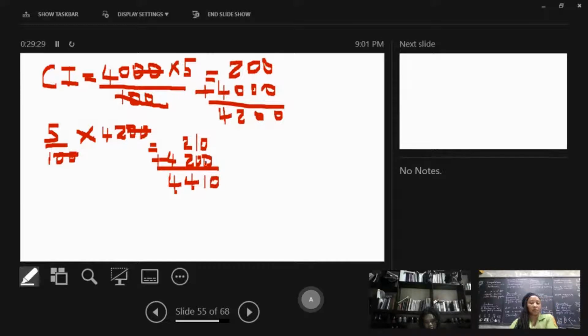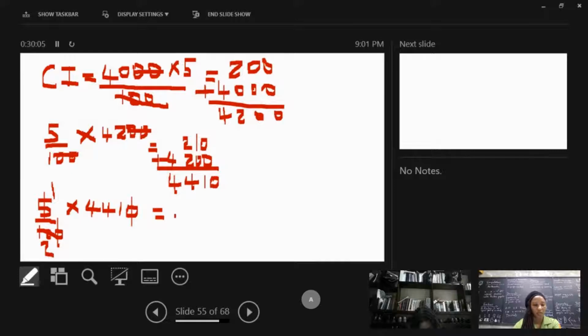Then we find the interest of 4,410. So we find 5% of this new principal again. So 5% of that new principal. All right, so that 0 gone. 5 into 10, 2. And that's what? 2, 2.